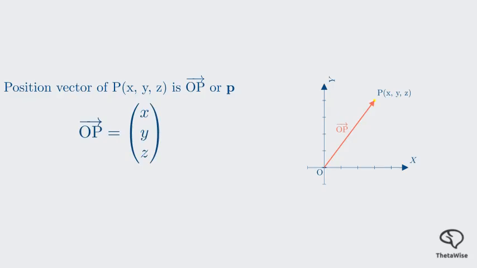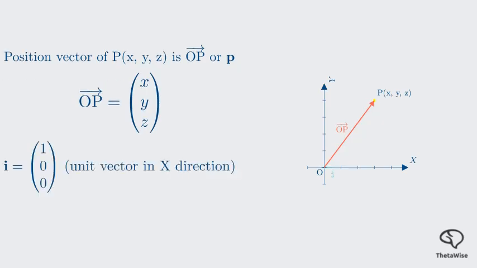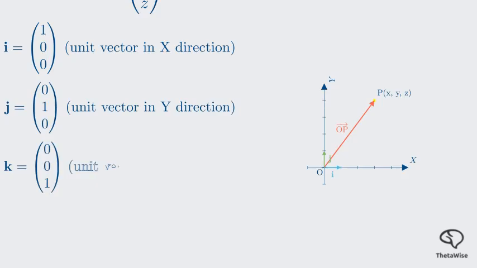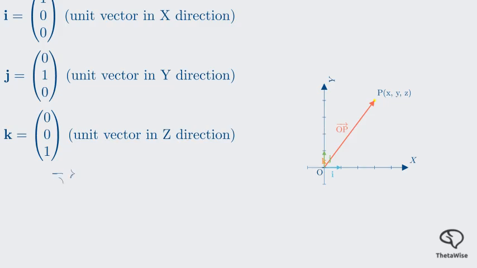Alternatively, we can express the position vector using base unit vectors. The base unit vector i is a vector of length 1 in the positive x direction. The base unit vector j is a vector of length 1 in the positive y direction. And the base unit vector k is a vector of length 1 in the positive z direction. So, the position vector of P can also be written as x times i plus y times j plus z times k. Both component form and unit vector form represent the exact same vector.